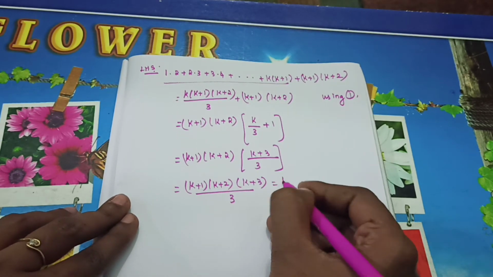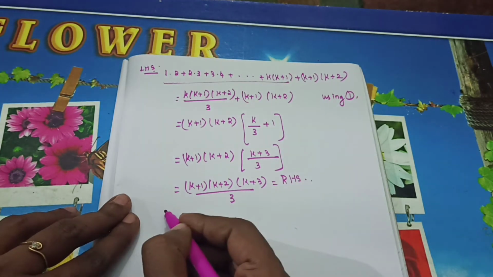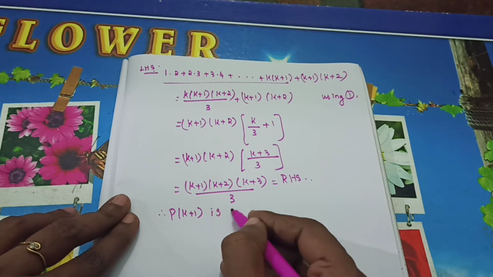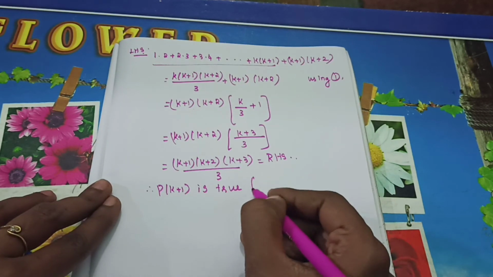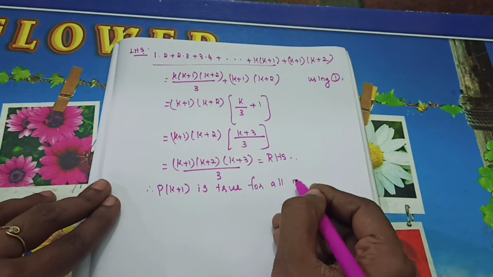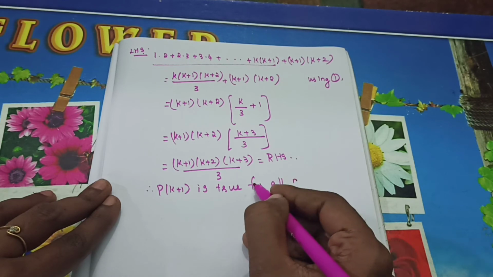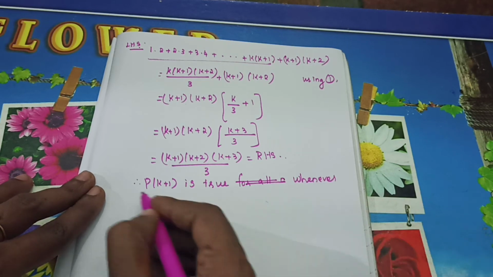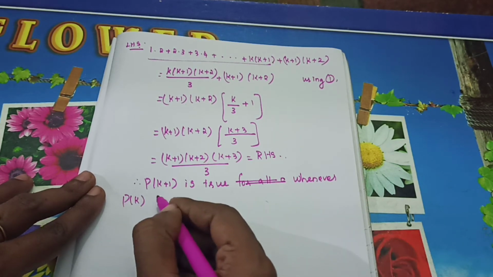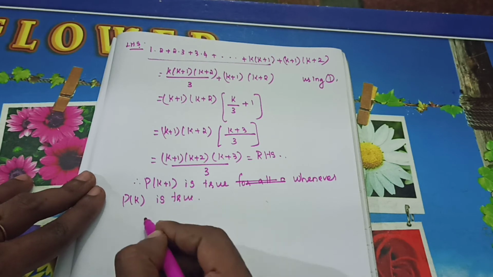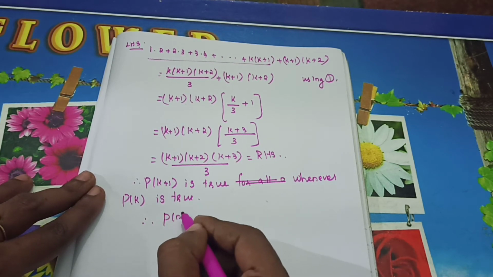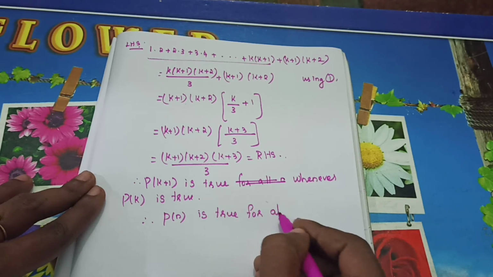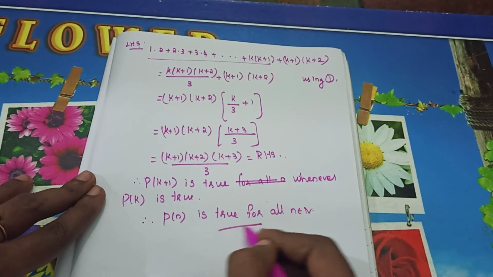Is it the RHS? Yes or no? Yes. Therefore, we will say P of k plus 1 is true whenever P of k is true. Therefore, P of n is true for all n belongs to N.